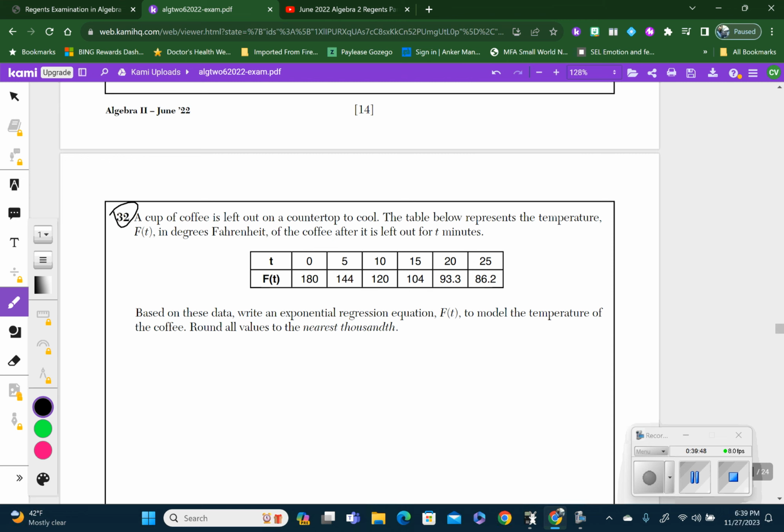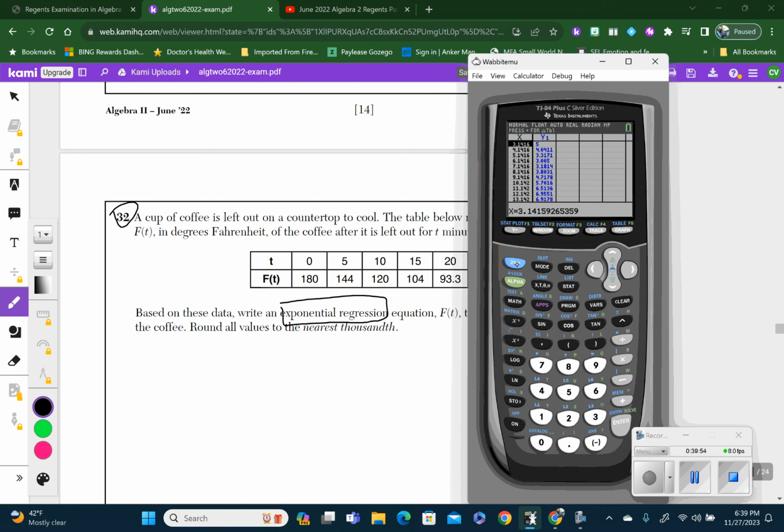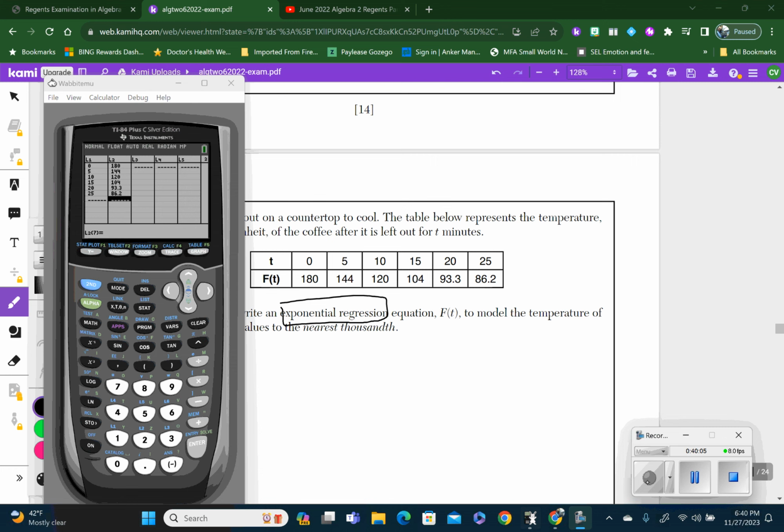All right, question 32, it says exponential regression. So to do that, I hit the stat button. So let me quit out of this. Clear stat, which is under delete. Option number 1 is edit. This is where I'm putting my numbers in. So, all right, there are my numbers that I plugged in.